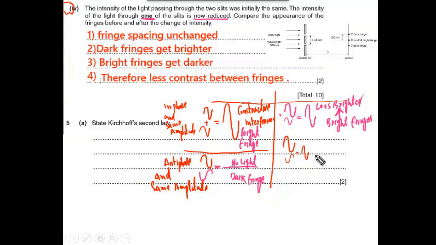So now you see the dark fringe gets brighter. The dark fringe is not 100% dark. It is brighter now. So the dark fringe becomes brighter.